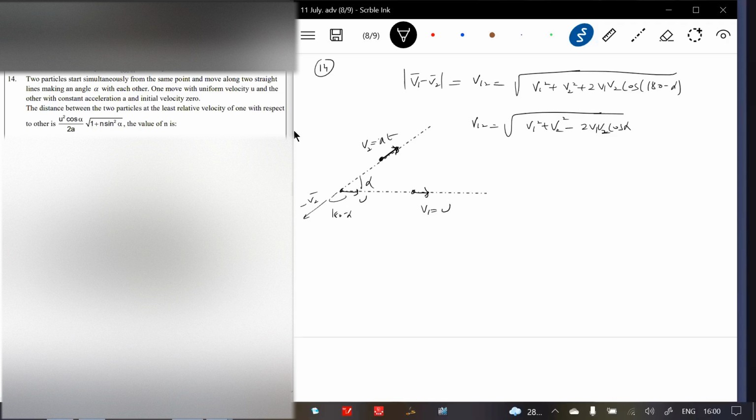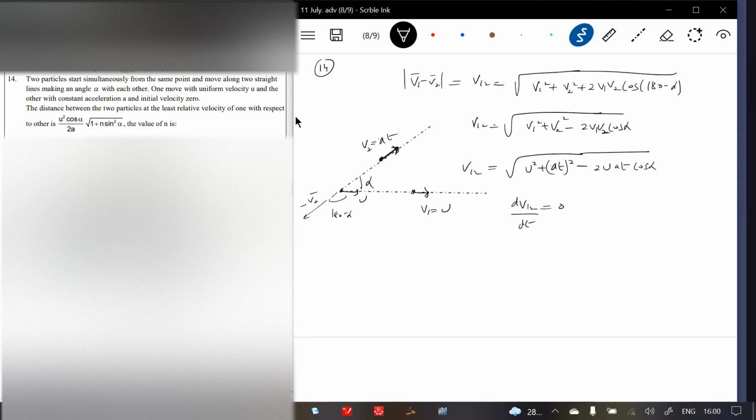Okay, fine. This is now, what is v1? v1 is u square, v2 is at square, 2u at cos alpha. This you differentiate. What is alpha? Let it be, because that angle is given for us, no? Angle is given, let's not bother about alpha. So this I'm going to differentiate, I'll equate to 0, I'll get time.